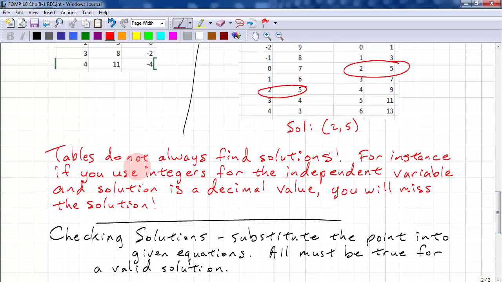Now the problem with tables is we don't always find solutions. So for instance, here you see a table with integer x's, and this is a table of integer x's. If our solution happens to be a decimal value, we're going to miss the solution.